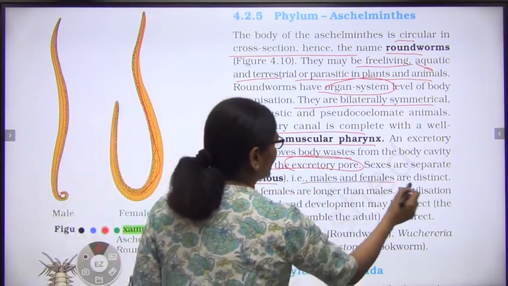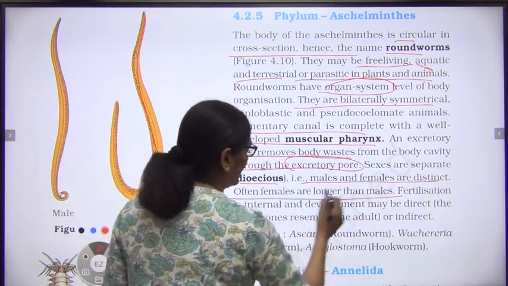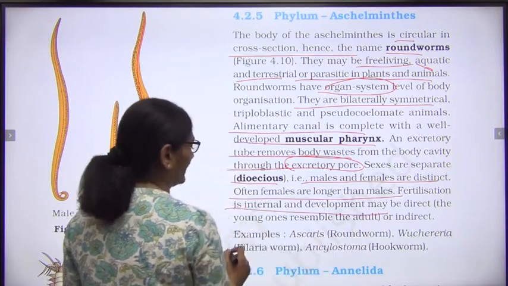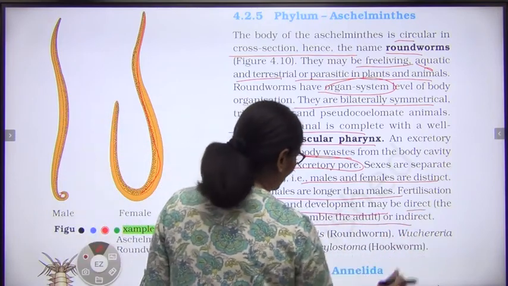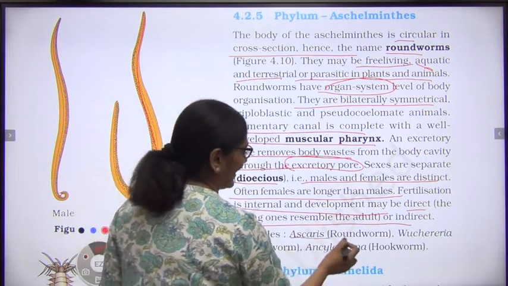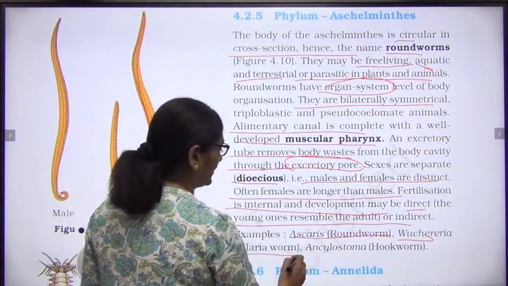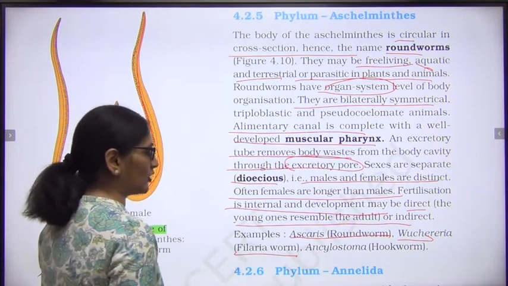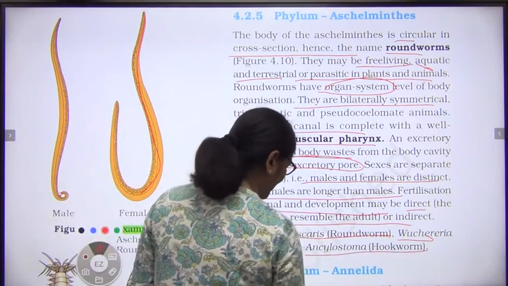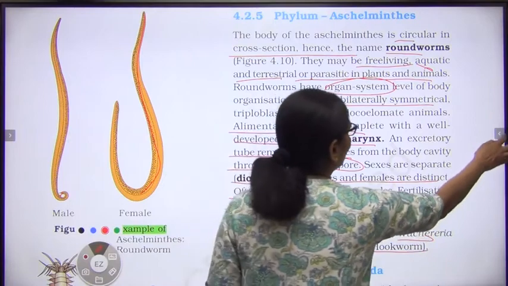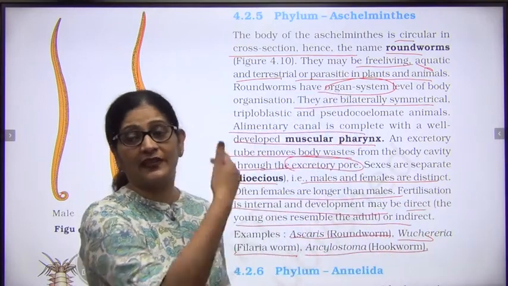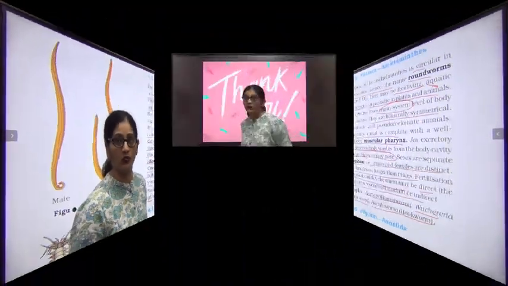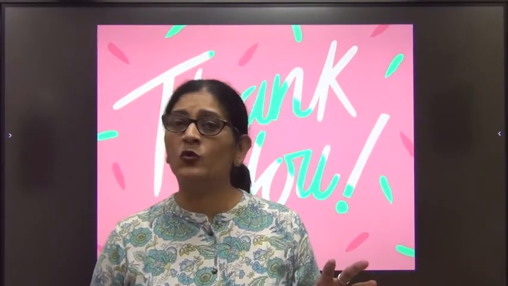Sexes are separate, males and females are distinct. Females are often longer. Fertilization is internal. Development may be direct or indirect. Examples are Ascaris, Wuchereria, filarial worm. Ascaris is commonly called roundworm, and this is called Ancylostoma, also called hookworm. Right? So with that, the NCERT discussion is also over. With that, we have come to an end of the topic Aschelminthes. Very few points, just learn the points of the NCERT and the examples, that is more than sufficient for your medical exam.